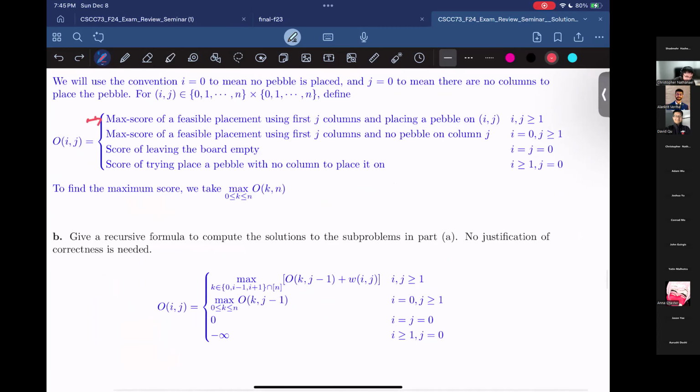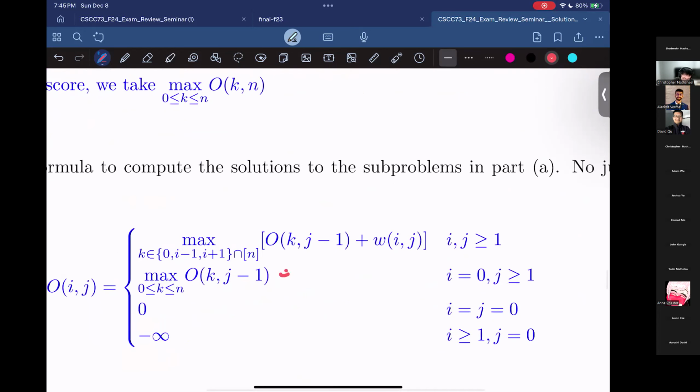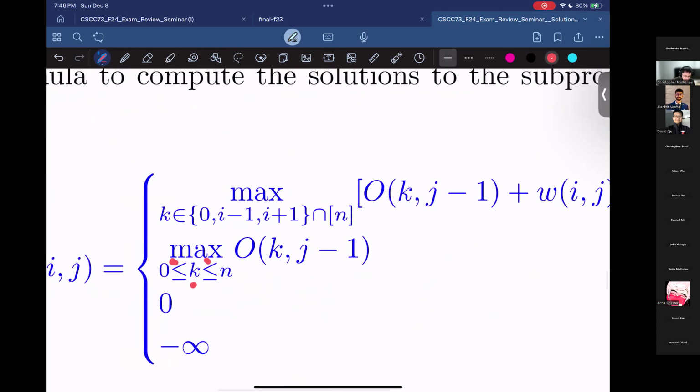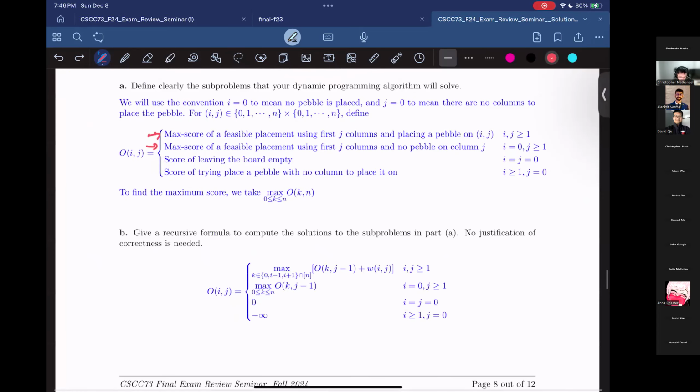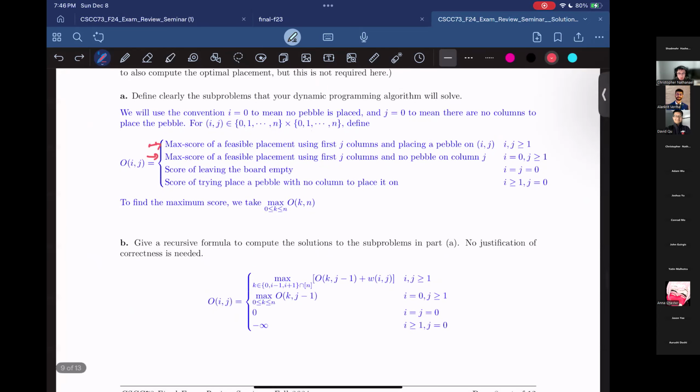And for the next subproblem, because we placed no pebbles on the column j, there won't be any plus stuff in here. But in return, we are no longer restricted on where we can put the pebble in the previous column. So it's the max of k between 0 to n of okj minus 1. Is this clear? Or any questions?